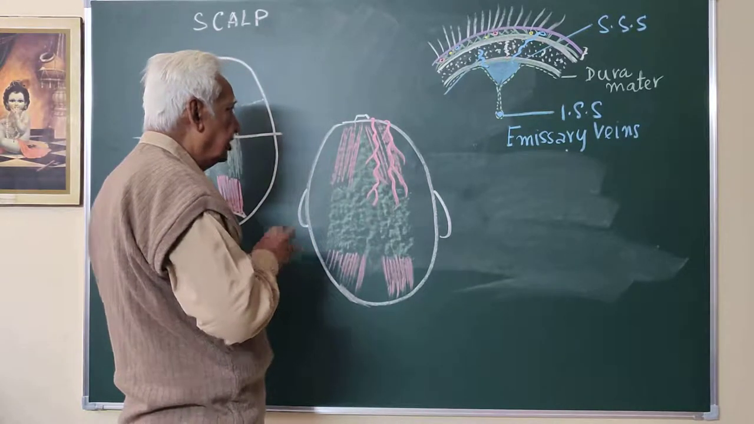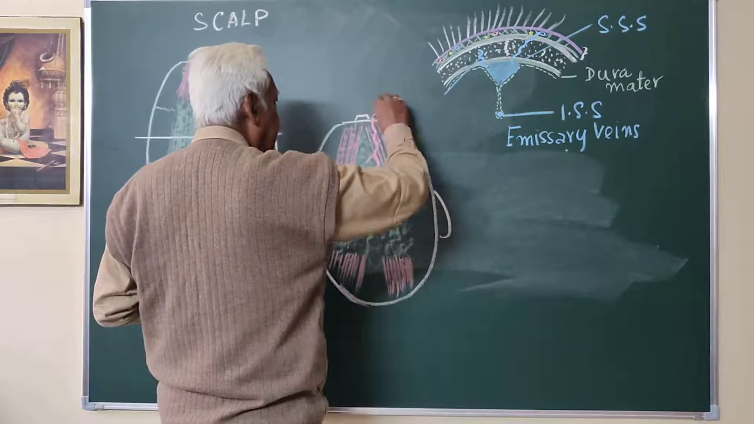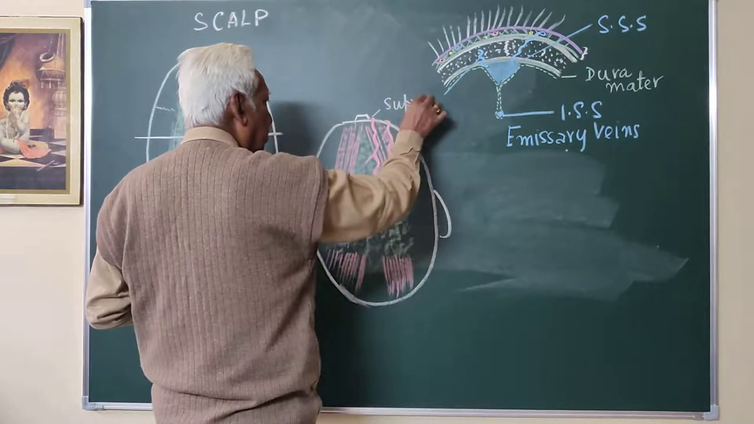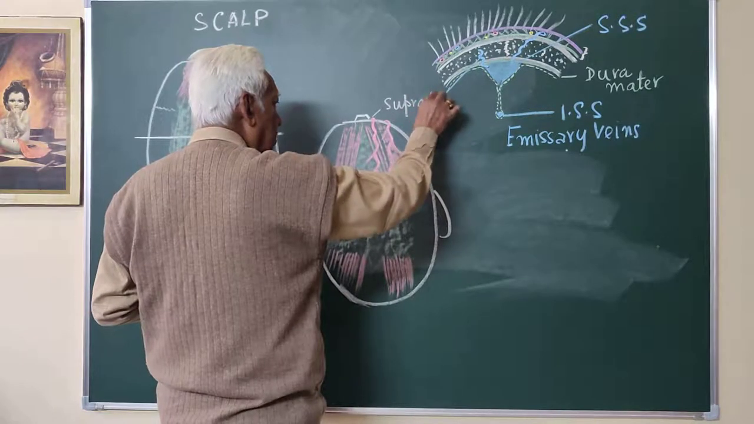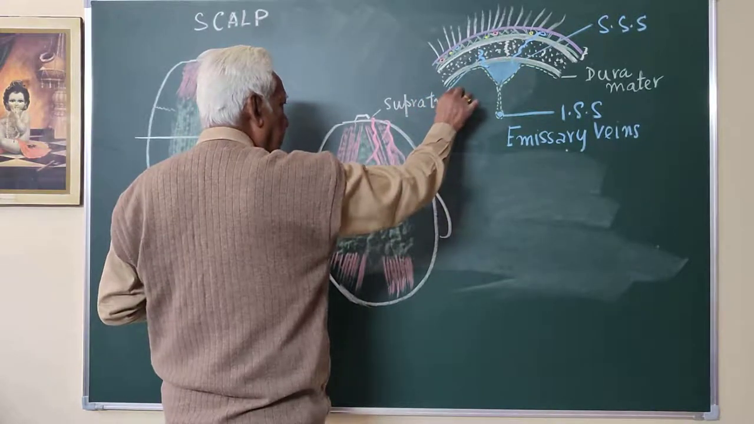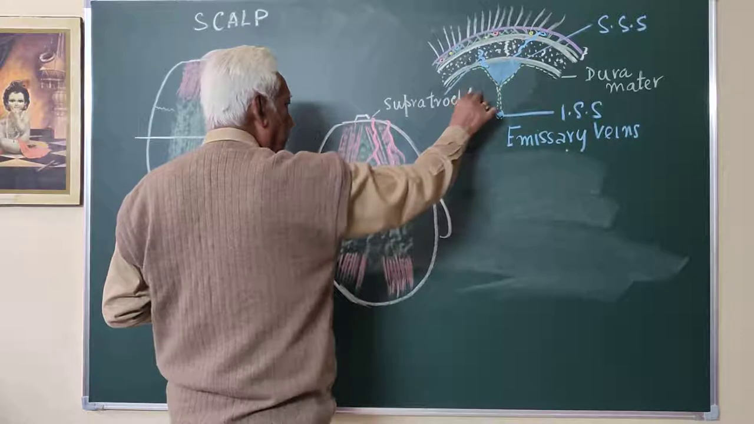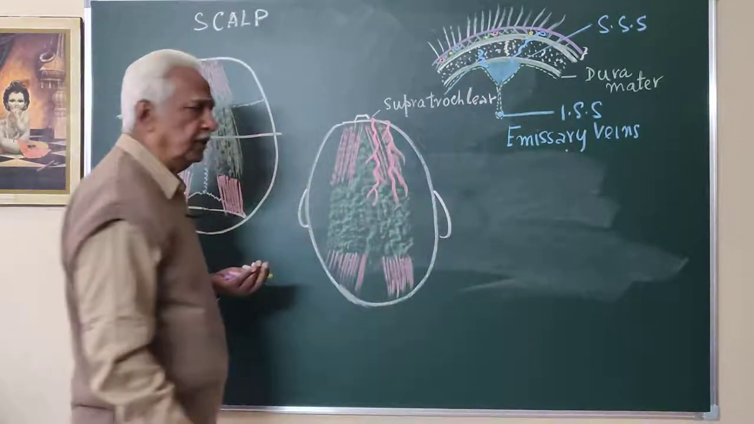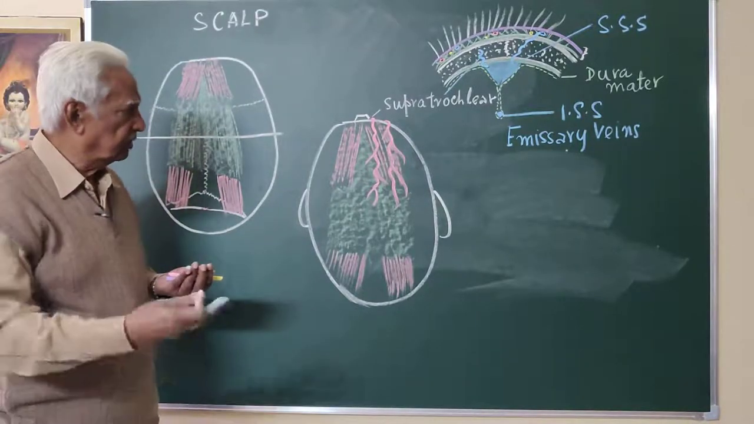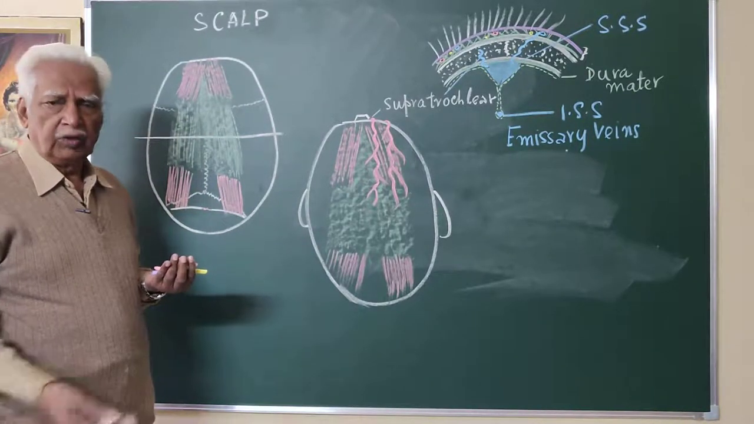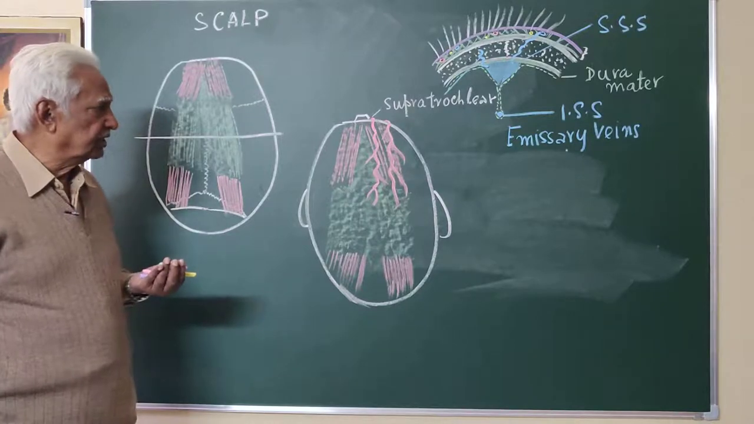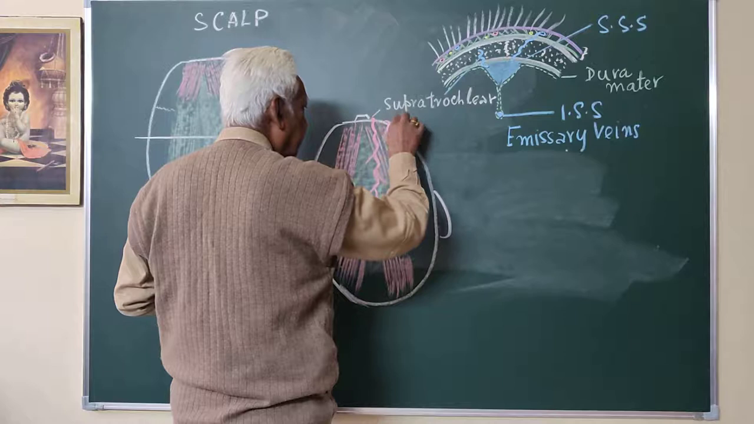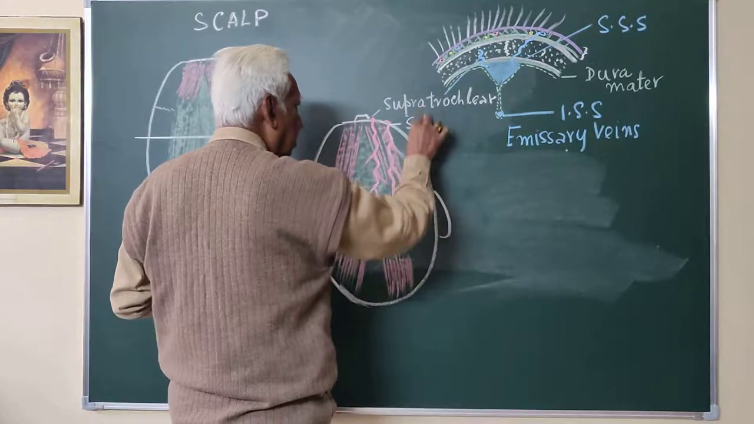One is medial, and this is called the supratrochlear artery. Supratrochlear. Supra means above. Trochlea is a pulley, a fibrous pulley, which is present in the bony orbit and around which a muscle, the superior oblique muscle, converges and changes its direction. The other artery which is coming in view is the supraorbital.